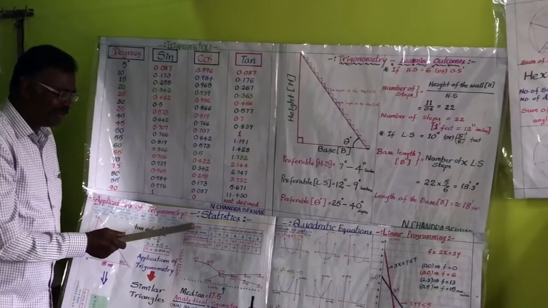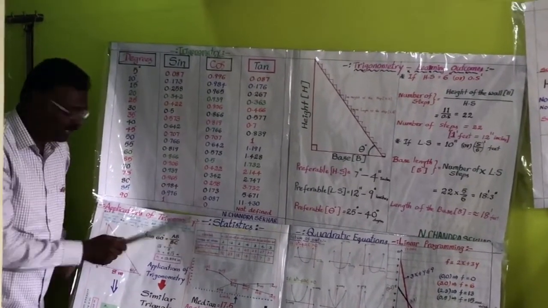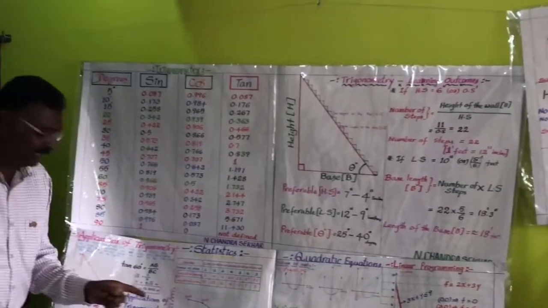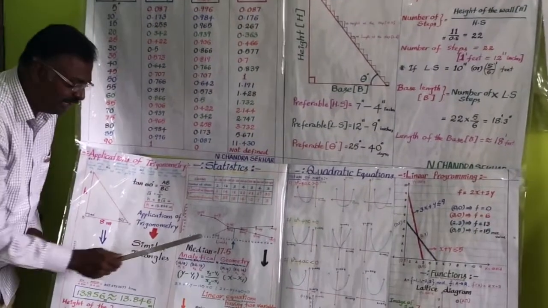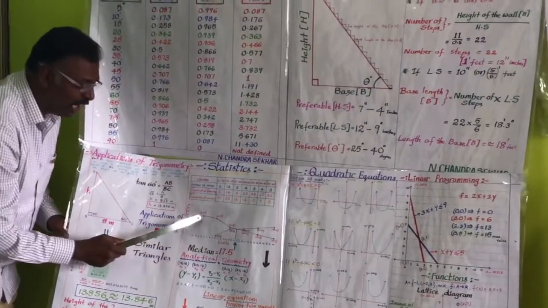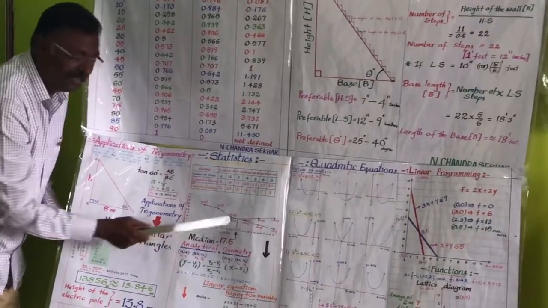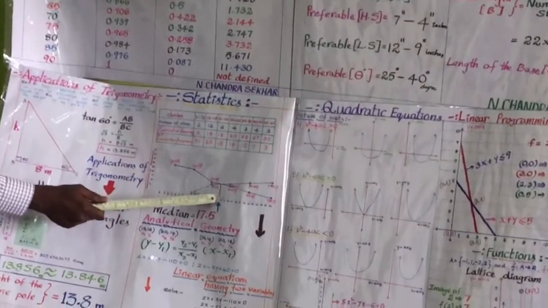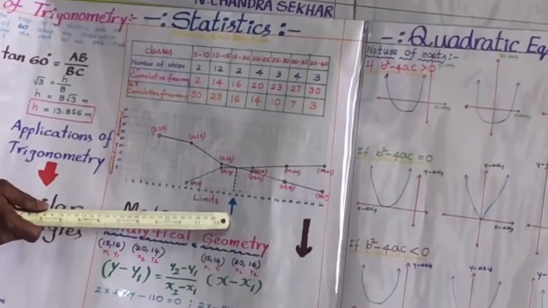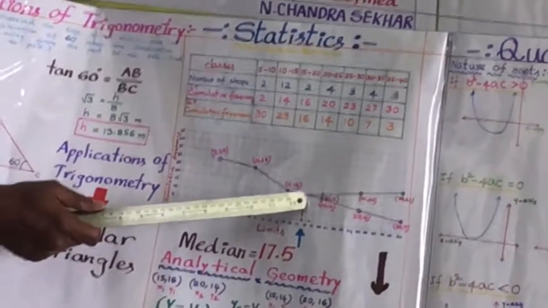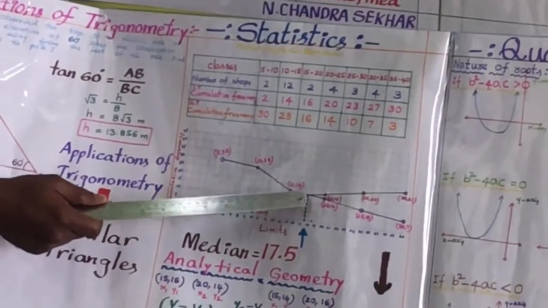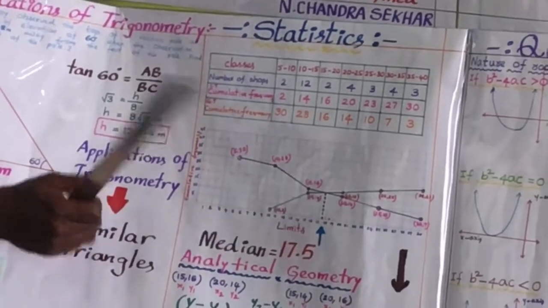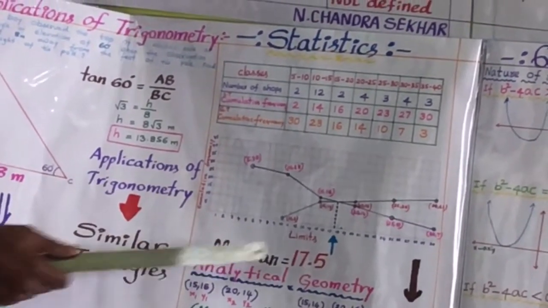Let's move to another topic, that is statistics. Here, in statistics, what we learned is the ogive curve. It is a less than cumulative frequency curve or a greater than cumulative frequency curve. These are the ogive curves, and where they intersect, we find the median. From that point, we can draw a perpendicular line to the x-axis. That is the median.